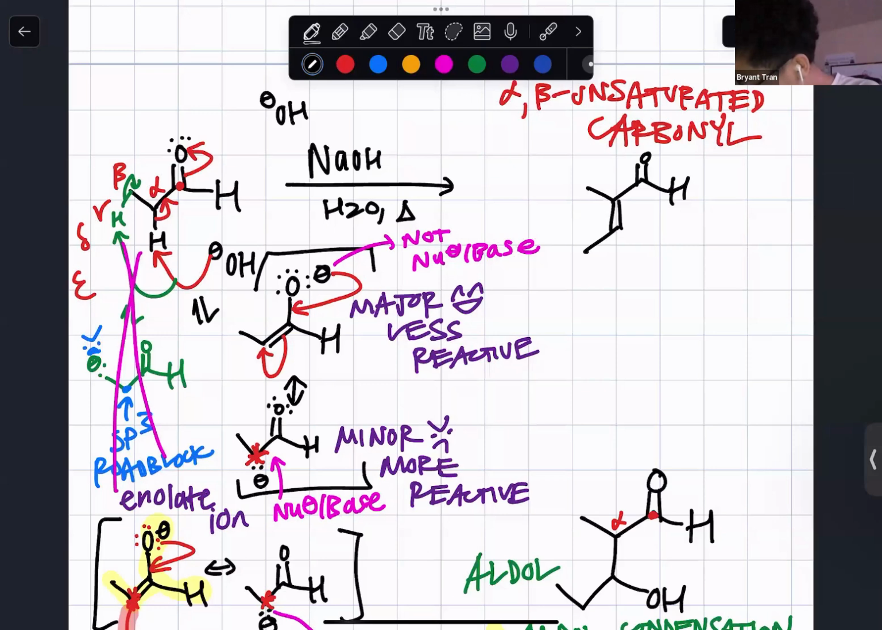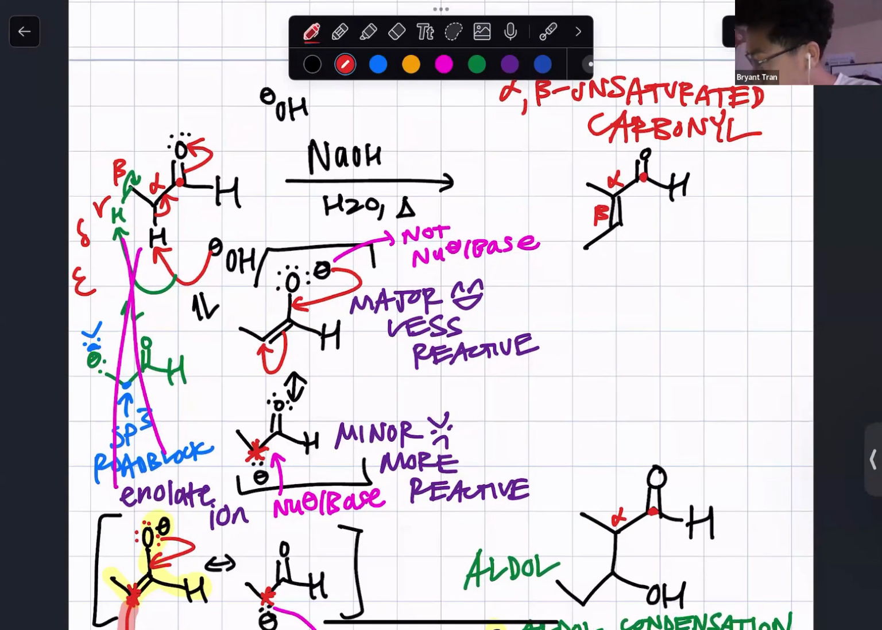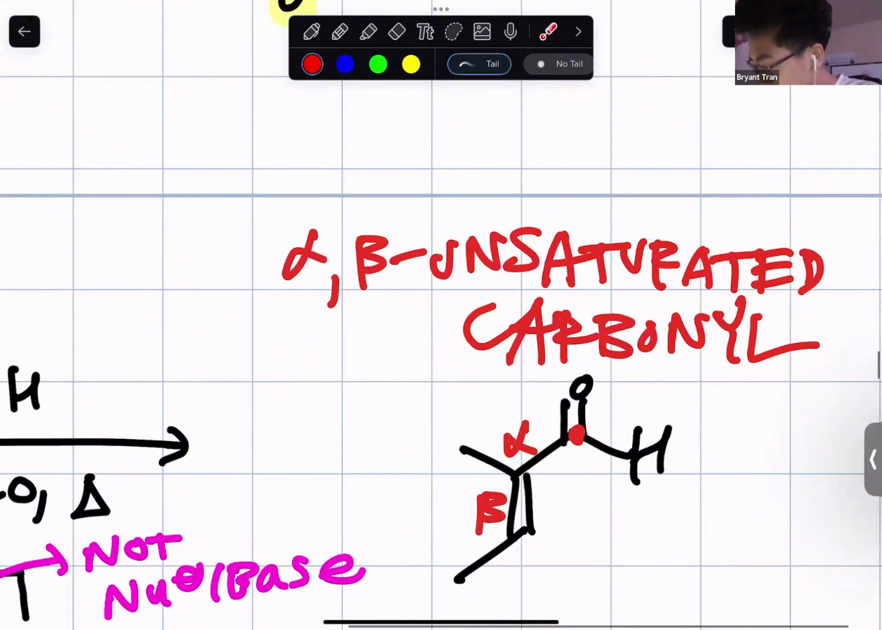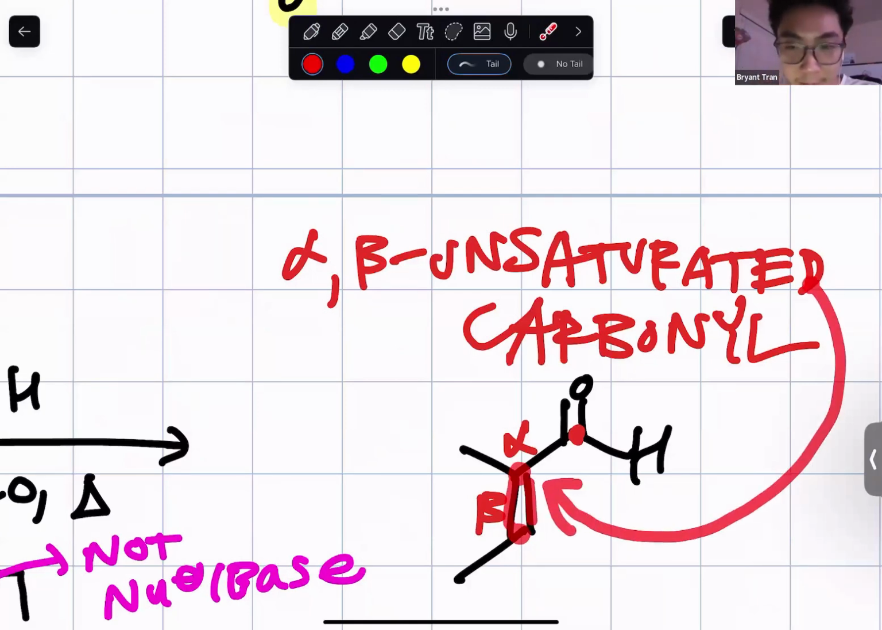Oh, no more alcohol. Right, alcohol is gone. But there's a double bond between this alpha carbon and the beta carbon that had the alcohol before. So if we analyze the name, alpha carbon, beta carbon, there's a double bond between the alpha and beta carbon. This double bond here is also considered an unsaturation, right?